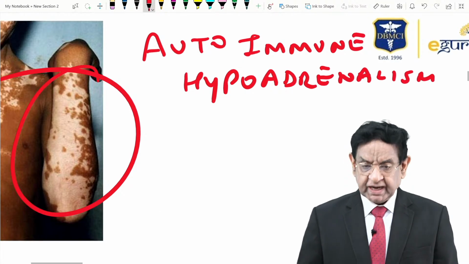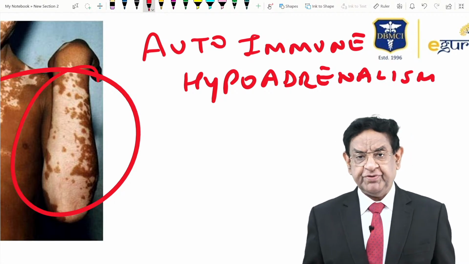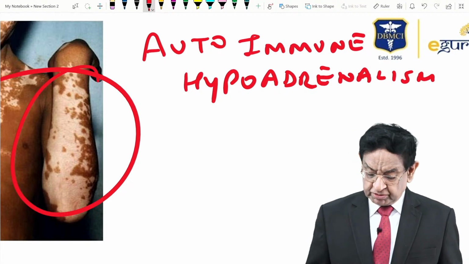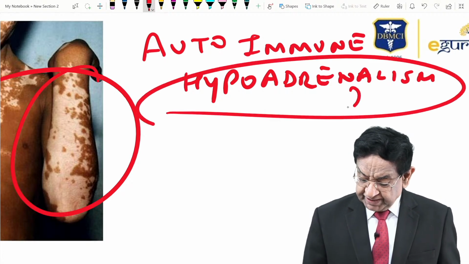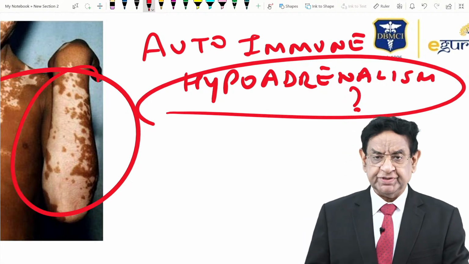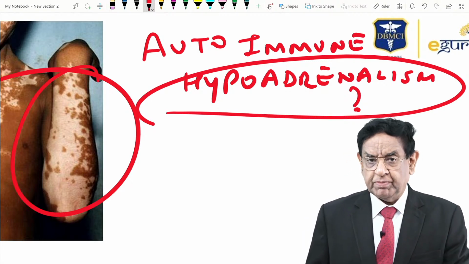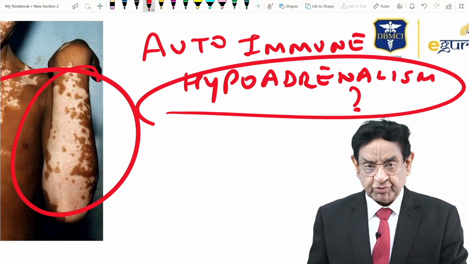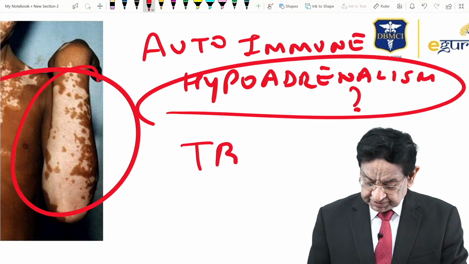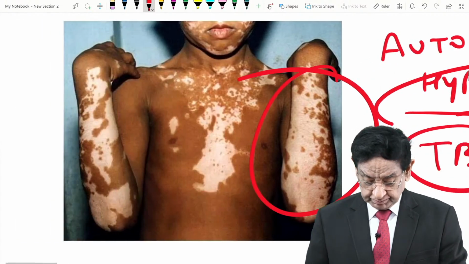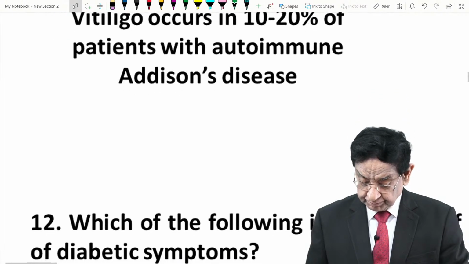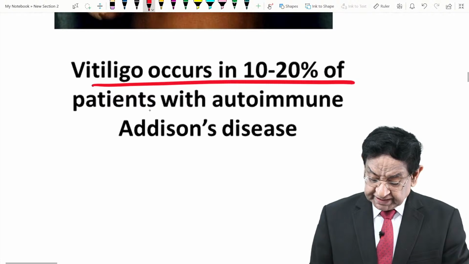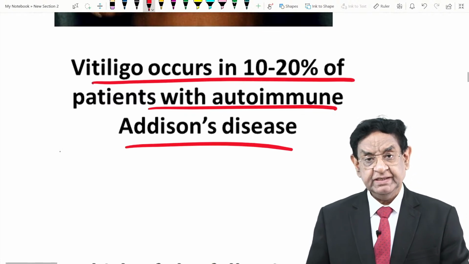Now write down the answer in your copy. I have a question for you, a very simple but very frequently asked question. In India, the most common cause of hypoadrenalism is what? Write down the answer quickly in your copy. Answer is tuberculosis. So vitiligo occurs in around 10 to 20% of patients with autoimmune Addison disease.